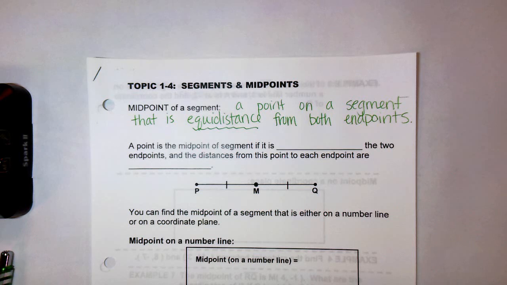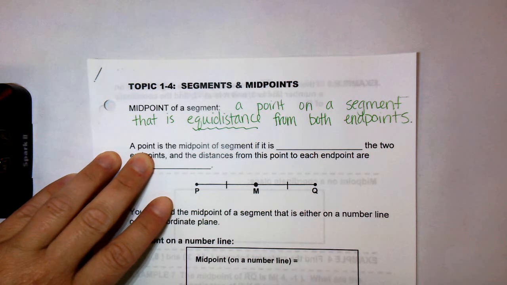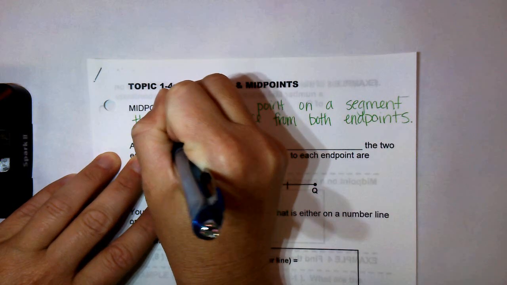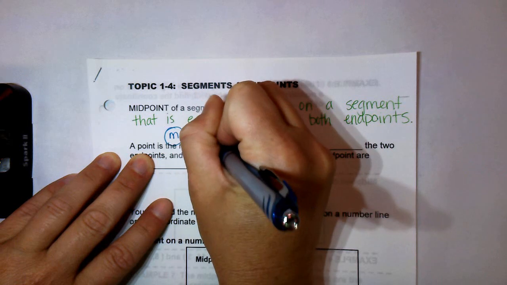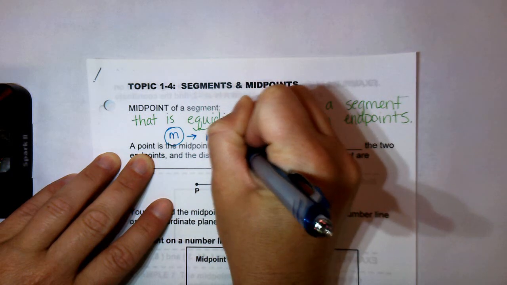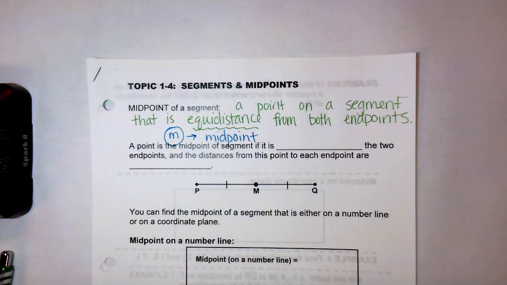Okay, so to abbreviate midpoint, we can write an M with a circle around it. So that is the abbreviation for midpoint. Sometimes I'll write it, sometimes I won't. Sometimes I'll write a capital M. If you ever need clarification, just ask me, seriously.